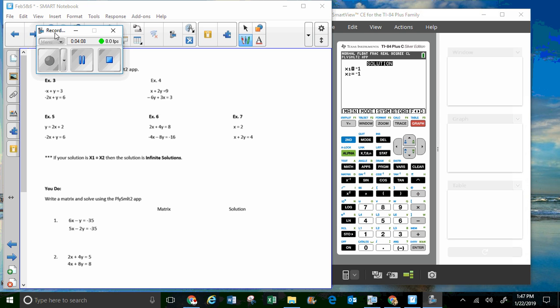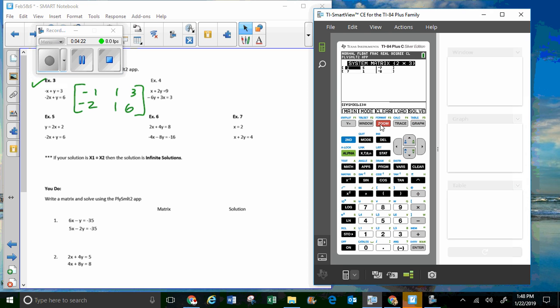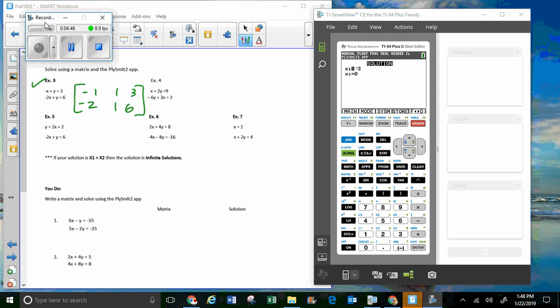So first thing we need to make sure is that the equations are in standard form, and they are. So I'm going to write my matrix, negative 1, 1, 3, negative 2, 1, 6. Go ahead and enter that in the app. Now, when you're already in the app, the easiest thing is to hit zoom. It goes right back to your matrix, and you can type your new numbers right over. Go ahead and hit those in. Make sure on the last number you hit enter again, because otherwise it doesn't overwrite. So hit graph, and my solution will be negative 3, 0.